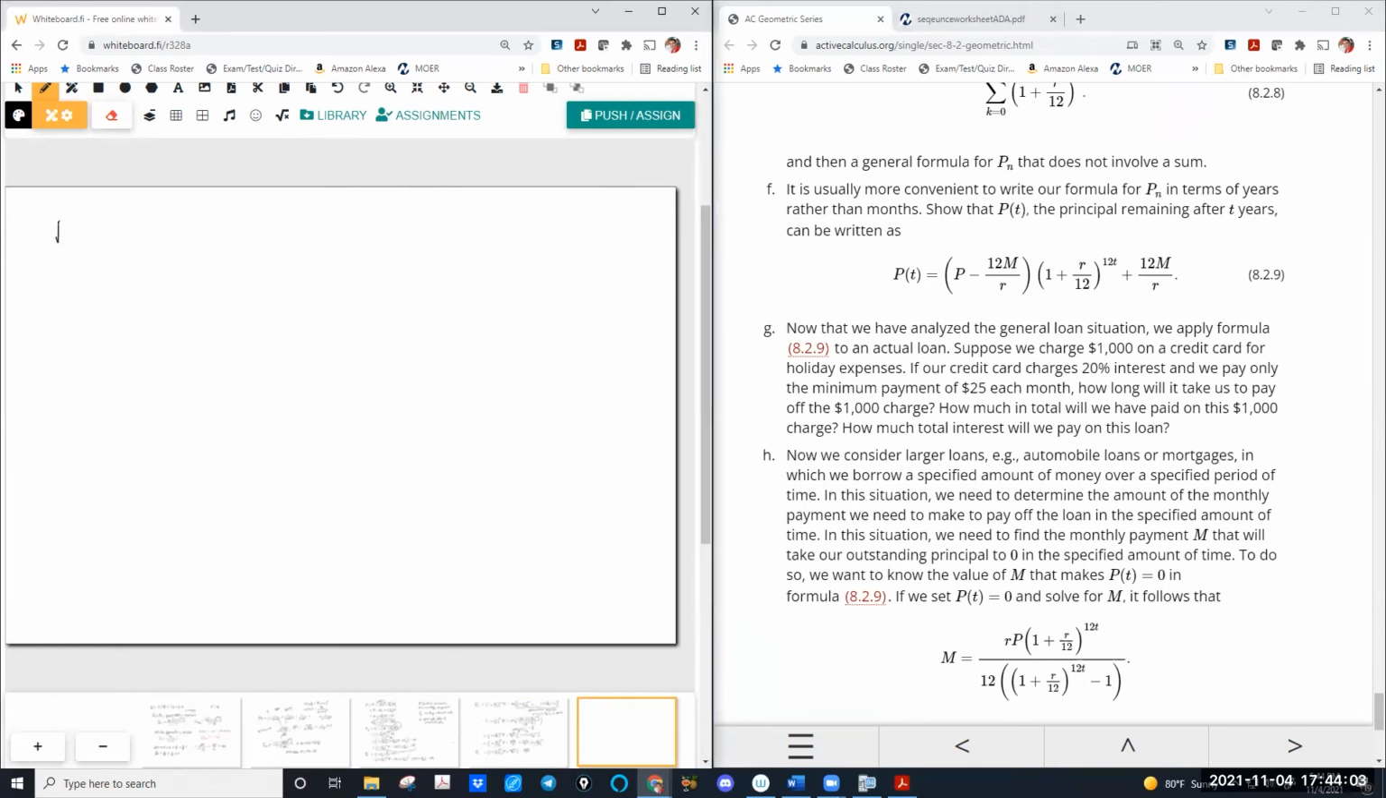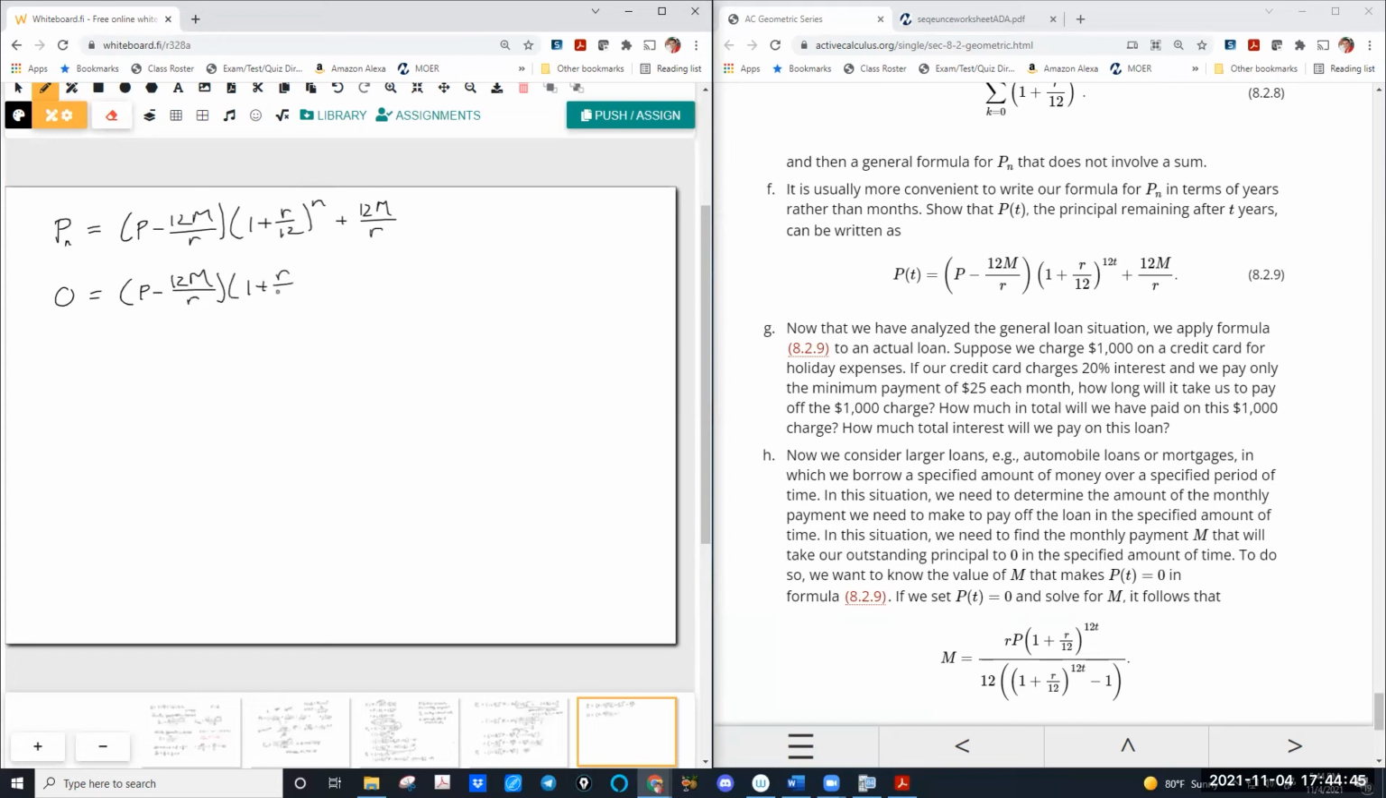All right, so we've got our formula, P sub N equals P minus 12M over R times 1 plus R over 12. Again, I'm just going to do it in number of months. I'm not going to worry about changing it to years. We can convert at the end. This is our formula. Now, if we want to pay off a whole balance, we want the principal after all our payments to be 0. So what we do is we set this to 0 and we solve this guy for N.